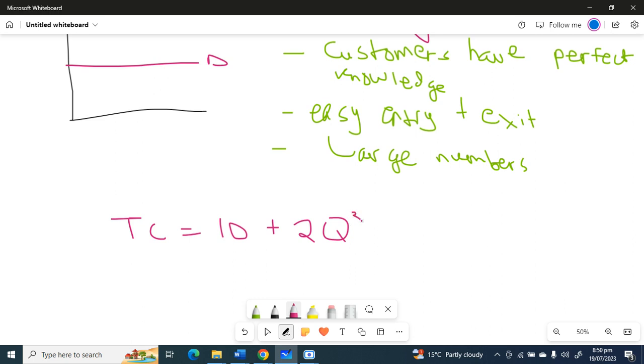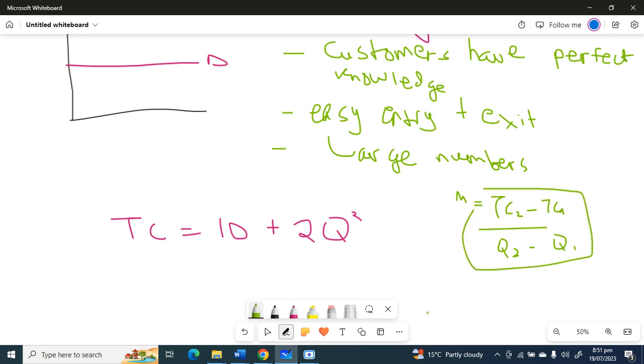All right. So we want to find the marginal cost. Here we're going to have to use differentiation. Remember when we said marginal cost equals TC2 minus TC1 over Q2 minus Q1, then this is going to change into this.